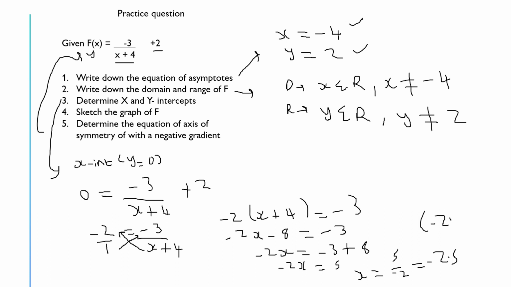Remember, y is 0, because we're doing the x-intercept here. Y is 0. That will be our x-intercept that we have. So it's negative 2.5 and 0.